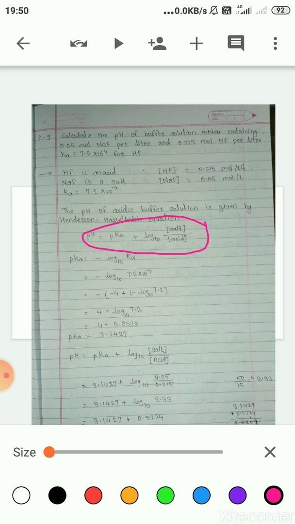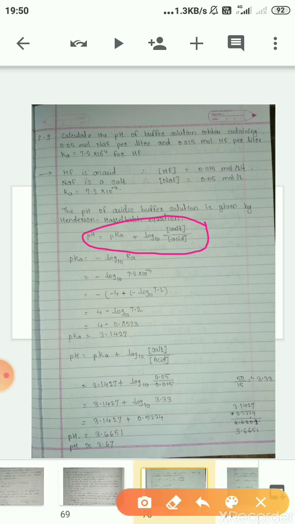Similarly, we have seen the formula for pOH, that is for numericals based on basic buffer solution. pOH is equal to pKb plus log to the base 10 of the ratio of concentration of salt to the concentration of acid. Okay, now first see the numericals based on acidic buffer solutions.